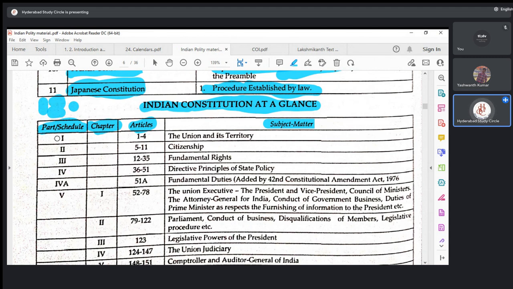Now what is part 1? We do not have any chapter here. Part 1, article number is 1 to 4. What is its name? The Union and its territories. Union and its territory. Understood? Yes, sir.